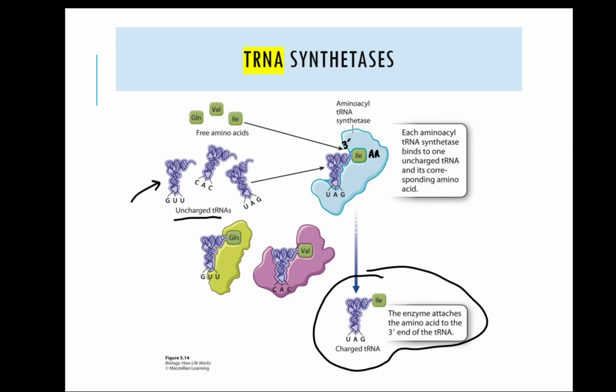And you can see also that the anticodon loop makes interactions with the tRNA synthetase. That actually helps orient the tRNA in the active site. And we get these active sites by protein folding, which we talked about last time.